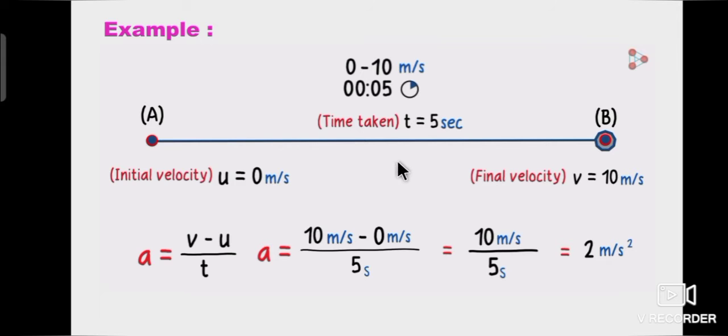Let's see an example. An object moves from point A and its velocity is 0 meter per second. At point B, velocity is 10 meter per second. The time taken from A to B is 5 seconds. So acceleration is equal to v minus u divided by t, that is final velocity minus initial velocity divided by time. So 10 meter per second minus 0 meter per second divided by 5 seconds. So the answer is 2 meter per second square. Acceleration is 2 meter per second square.